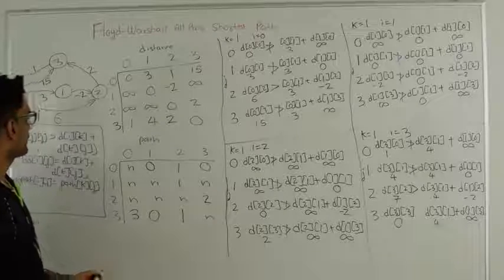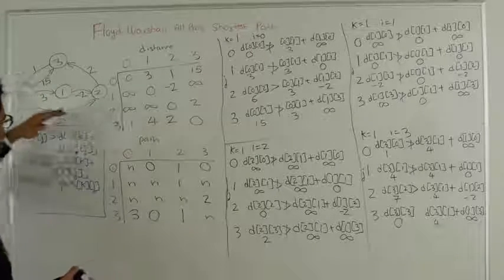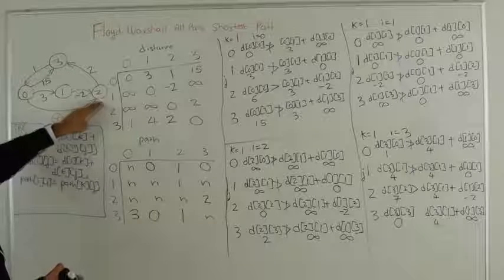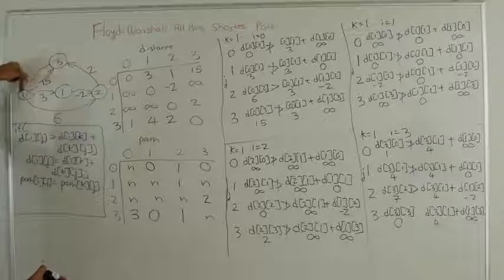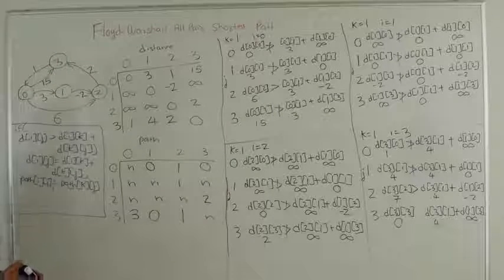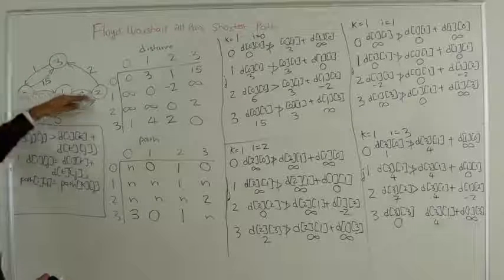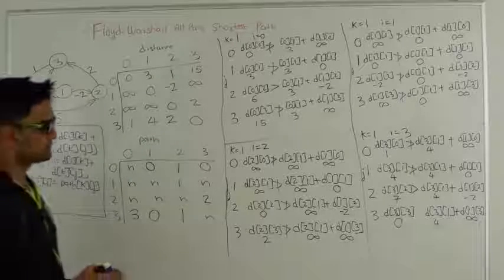So again, basically, we found a shorter distance to reach 2 from 3. Before we were taking this distance via 3 to 0 to 2, but now we found a shorter distance, which is 3 to 0 to 1 to 2, which is what we are reflecting here and here.